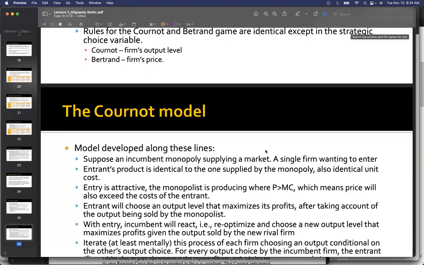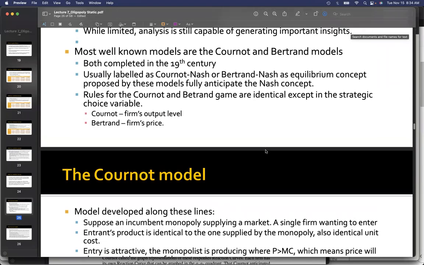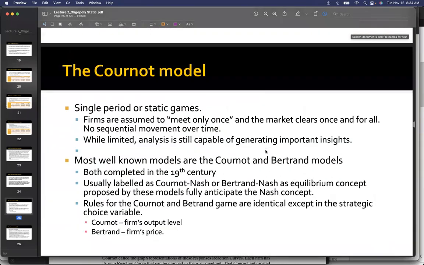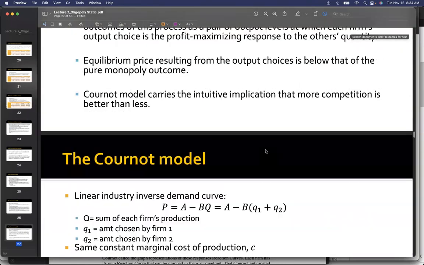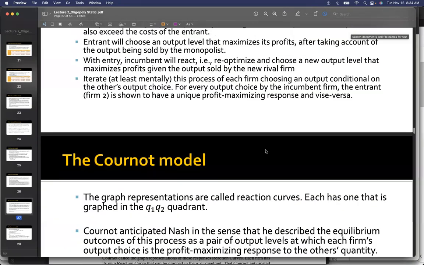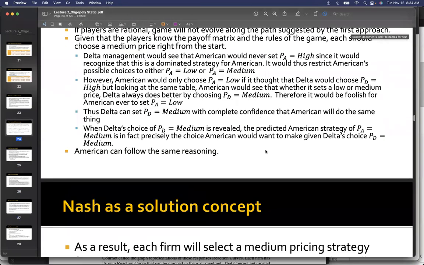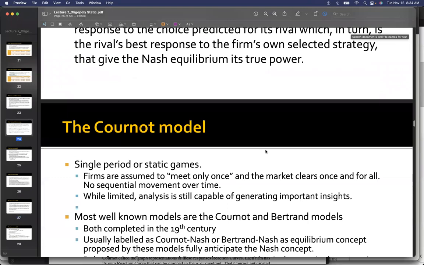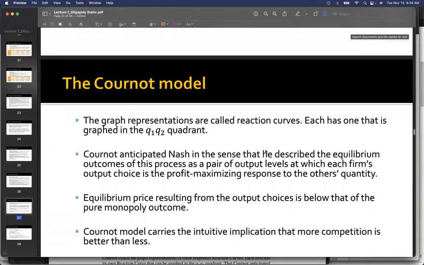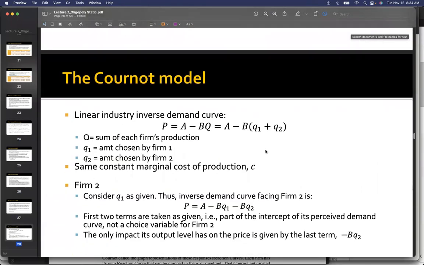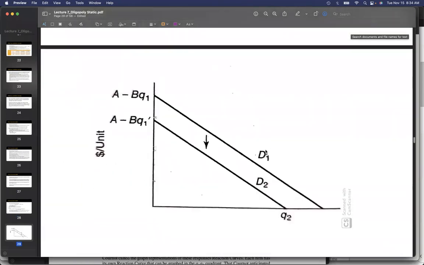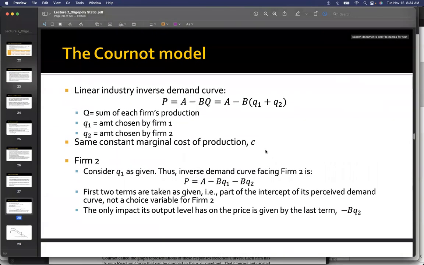Okay, so now I think we ended up in the Cournot model, right? Where do we start? There's a nice picture here that's interesting. Okay. So this is it. This is the Cournot model.